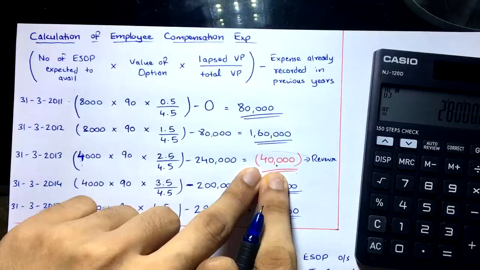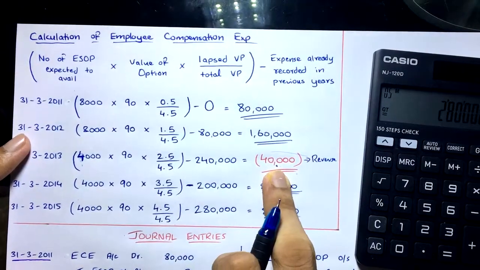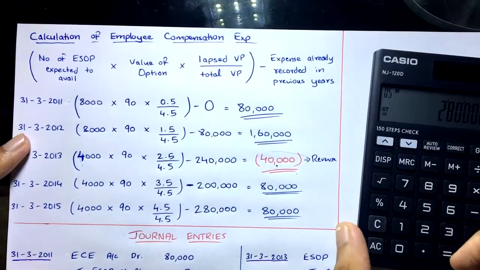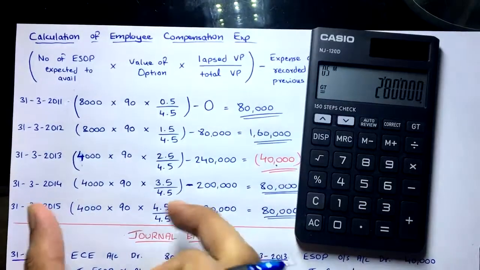we have reversed 40. Yes, if we have reversed 40, then in the P&L, how much is there? Only 2 lakh is there, isn't it? See here, let me just do that in calculator. Remember this amount, okay? 2,80,000. I mean, this calculation we have got 2,80,000.